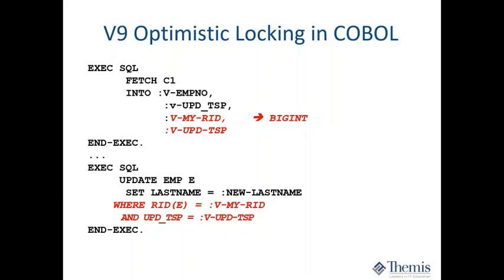So in other words, if the row has moved, or if somebody else came along and updated the row while I was in the middle of the screen there, this update will give you a 100. And then you can go into some process for reselecting the row or whatever you need to do. This is called optimistic locking.